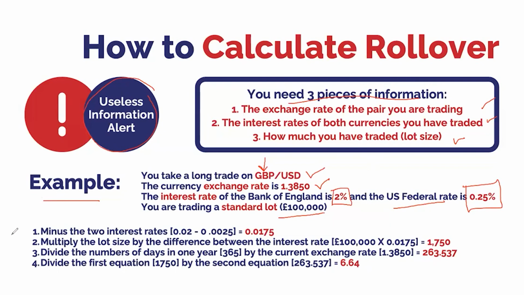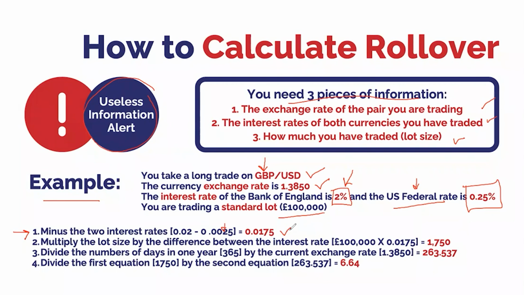So the first step, number 1, we minus the two interest rates. So we have 0.02 for the 2% that the Bank of England have kindly given us, minus 0.025 here, pretty poor rate, which the Fed have kindly given us. That gives us a total of 0.0175. Let's hope that this math is correct. I'm sure someone will tell me if it's not, but I haven't had time to check, but let's just imagine that it is right.